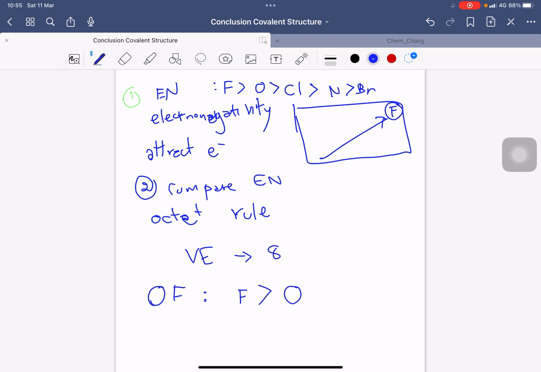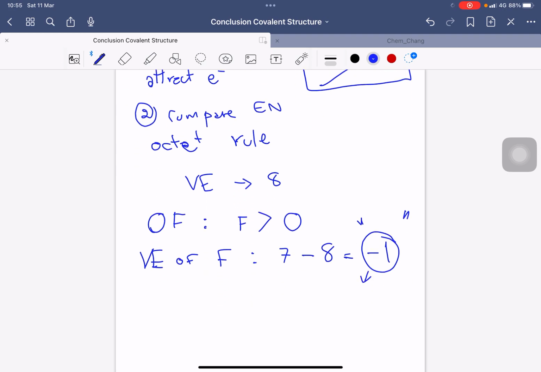After that, you have to know that the valence electron of fluorine is 7. So it will be minus 1. That means F will receive or share 1 electron to complete the octet rule. This is the first thing.